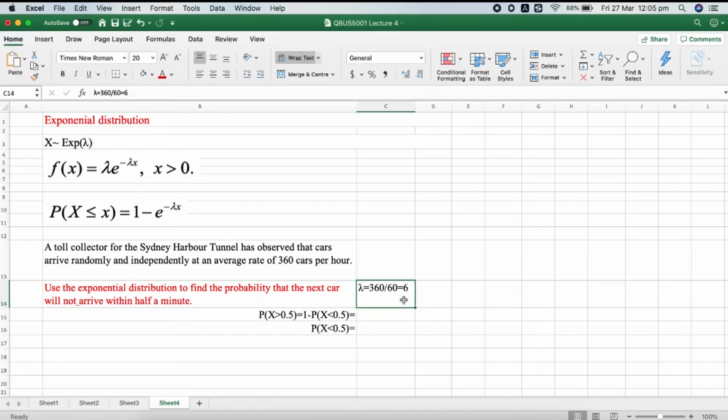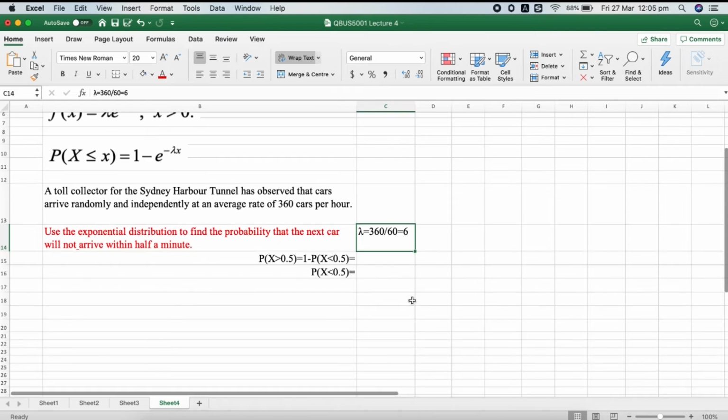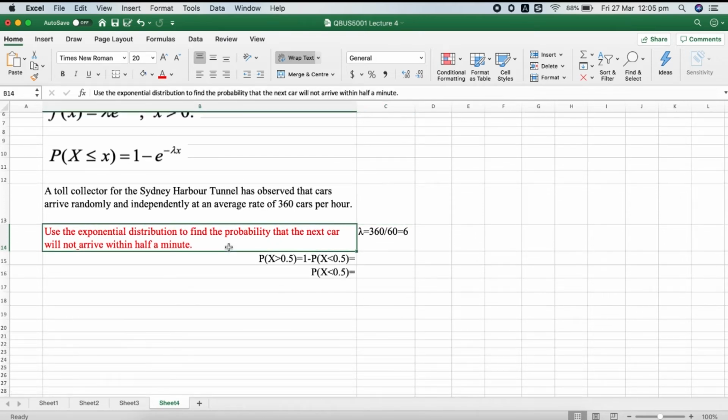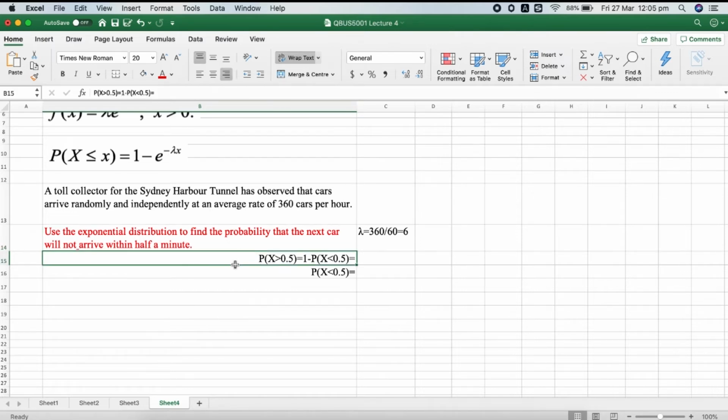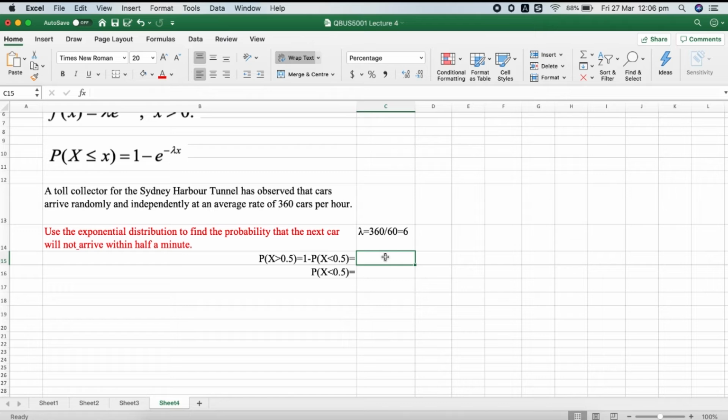Then we let x be in minutes, and it's the inter-arrival time between two cars. So the lambda should be 360 divided by 60 equals 6. Since it's the probability that the next car will not arrive within half a minute, if we write it in formula, it should be x bigger than 0.5. So we need to find the probability of x bigger than 0.5.